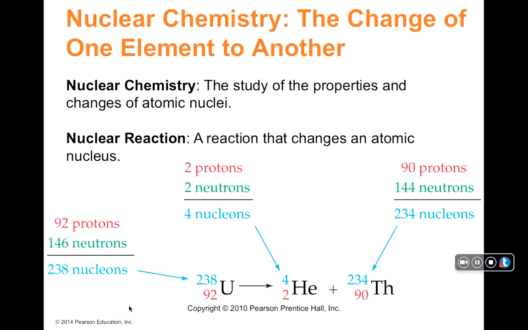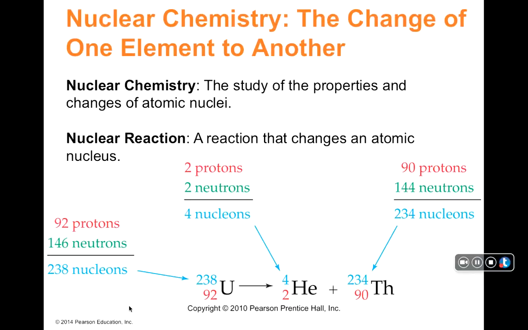the reaction formula. So nuclear chemistry obviously involves looking at the properties and charges of atomic nuclei. So you'll notice here there's no electrons. We're talking specifically about protons and neutrons because it's nuclear chemistry. It's only involving the nucleus of the atom. And a nuclear reaction is one that changes an atomic nucleus.